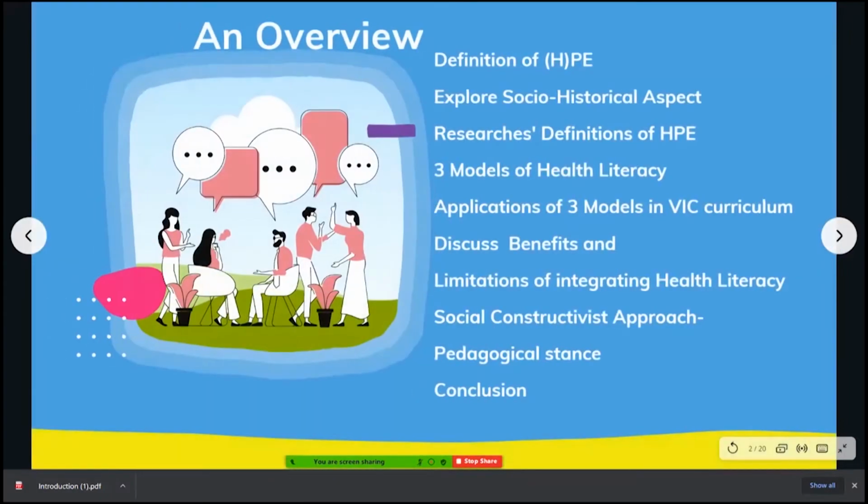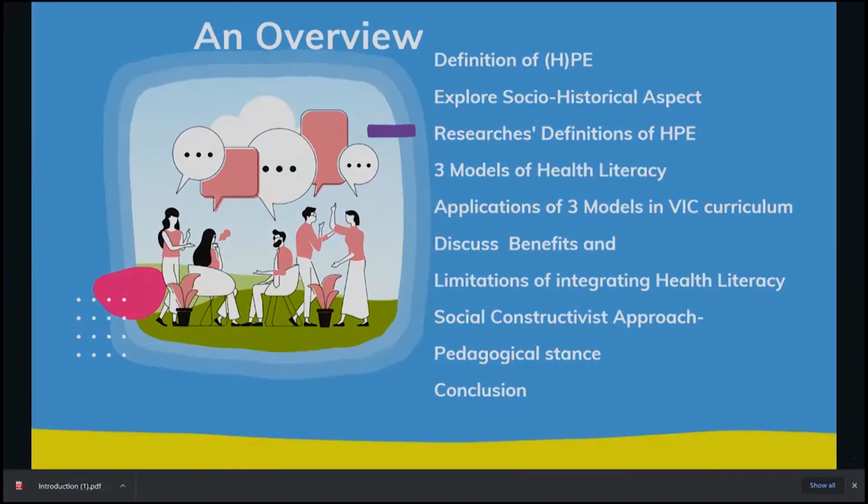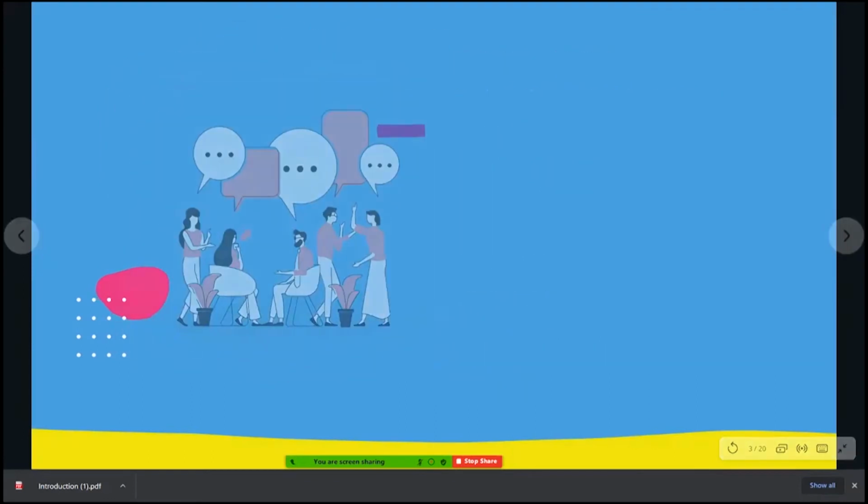To begin with, we need to understand the overview of this particular presentation. Today we will be discussing HPE, exploring the socio-historical aspect, the researchers' definitions of HPE, three models and levels of literacy, then its applications in the Victorian curriculum, how HPE is beneficial, the negative attribution of HPE, and my pedagogical stance. Then we're going to conclude with revising every point.